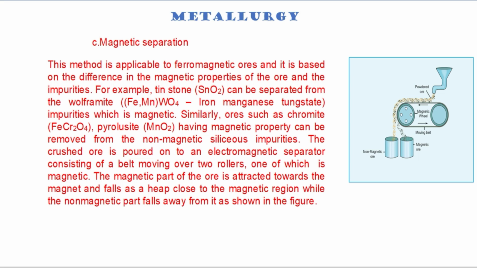The electromagnetic separator can be seen in the figure. In this method, the crushed ore is poured on the electromagnetic separator consisting of a belt moving over two rollers, one of which is magnetic. The ore having magnetic property is attracted towards the magnet and falls as a heap near the magnetic region, while the non-magnetic impurities fall away from the electromagnetic roller. This method is mostly used for ferromagnetic ores.